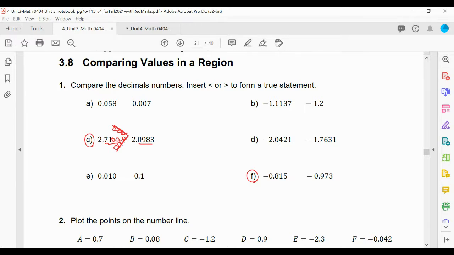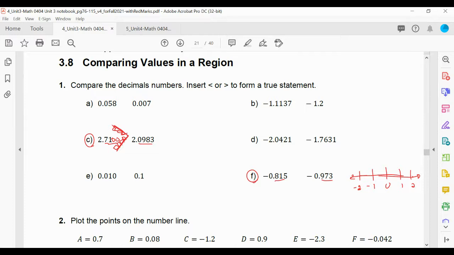Let's try F. Here I have negative 0.815 and negative 0.973. They both have the same decimal places, but now they're negative. Just keep in mind that for negatives, the larger number you see is actually a smaller number. Smaller numbers are on the left-hand side. So we're looking for the value of the 3 decimals that is bigger, and that would be the smaller value.